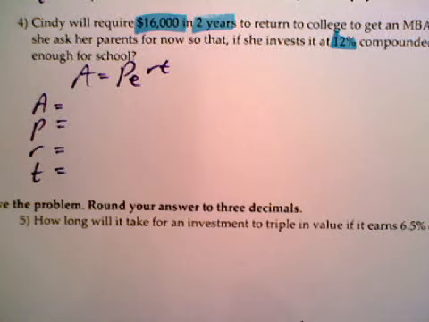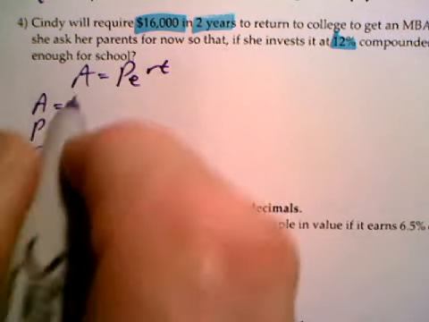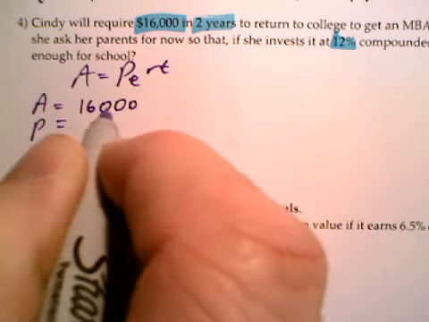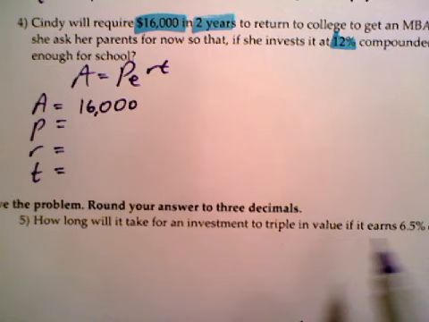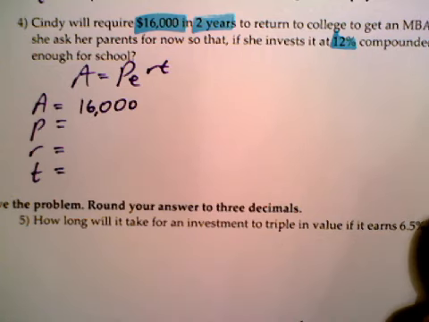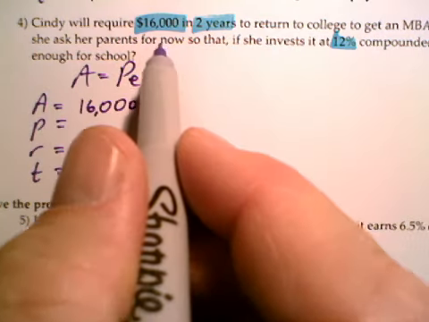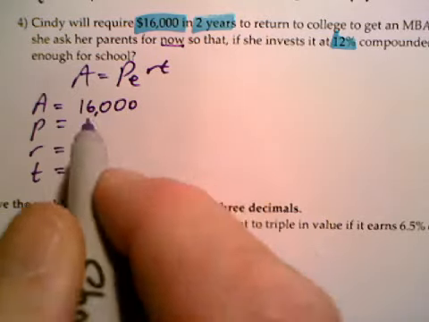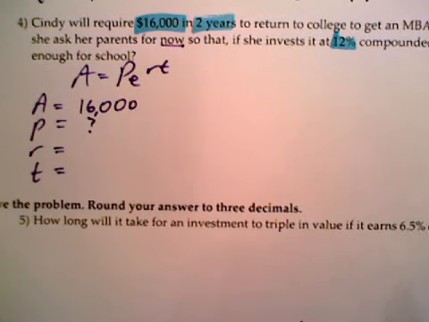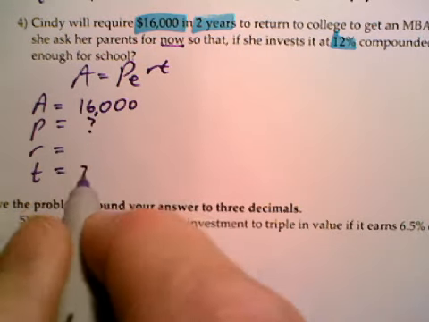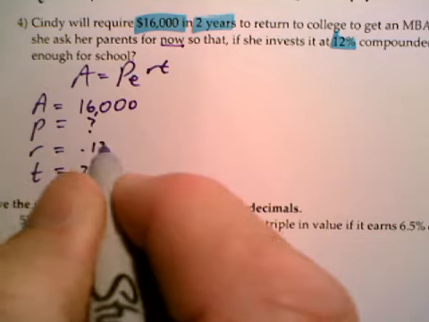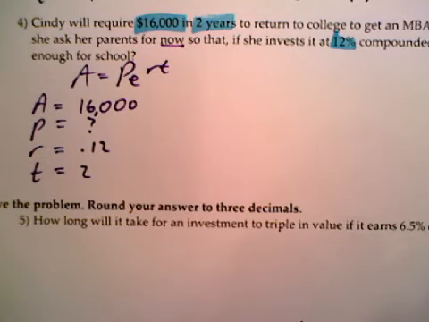Alright, so what do we have? Requires 16,000, so that's the A. That's what she needs. It's being asked here, how much money should she ask her parents for now? So she wants money now, she doesn't know how much, but she knows she needs 16,000 in 2 years. So T is 2 years, and the 12% equates to 0.12.